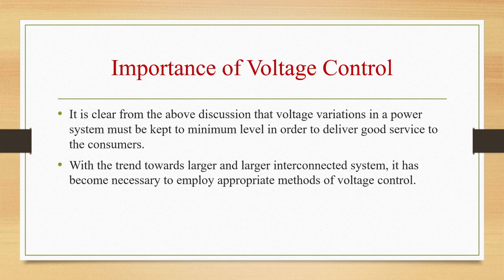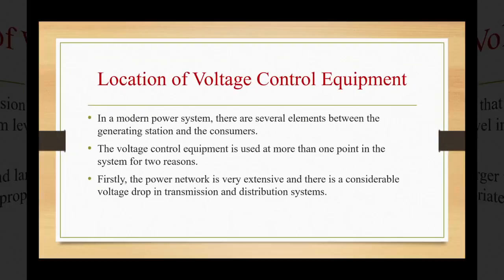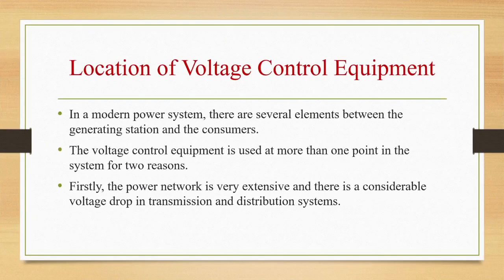So larger and larger interconnected systems are there, and it has become necessary to employ appropriate methods of voltage control. Many interconnections, many distribution centers, many transmission centers are there. So voltage should be maintained constant, or voltage has to be controlled, and we have to employ some appropriate methods of voltage control. In a modern power system, there are several elements between the generating station and the consumers.